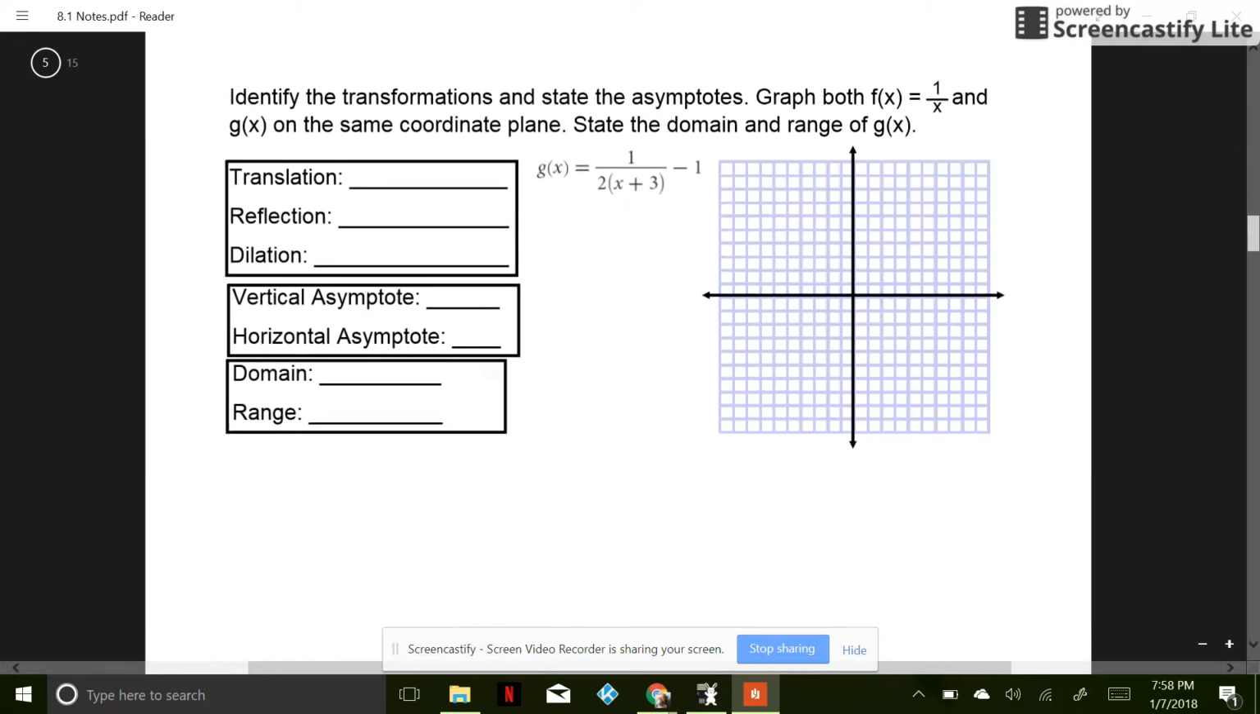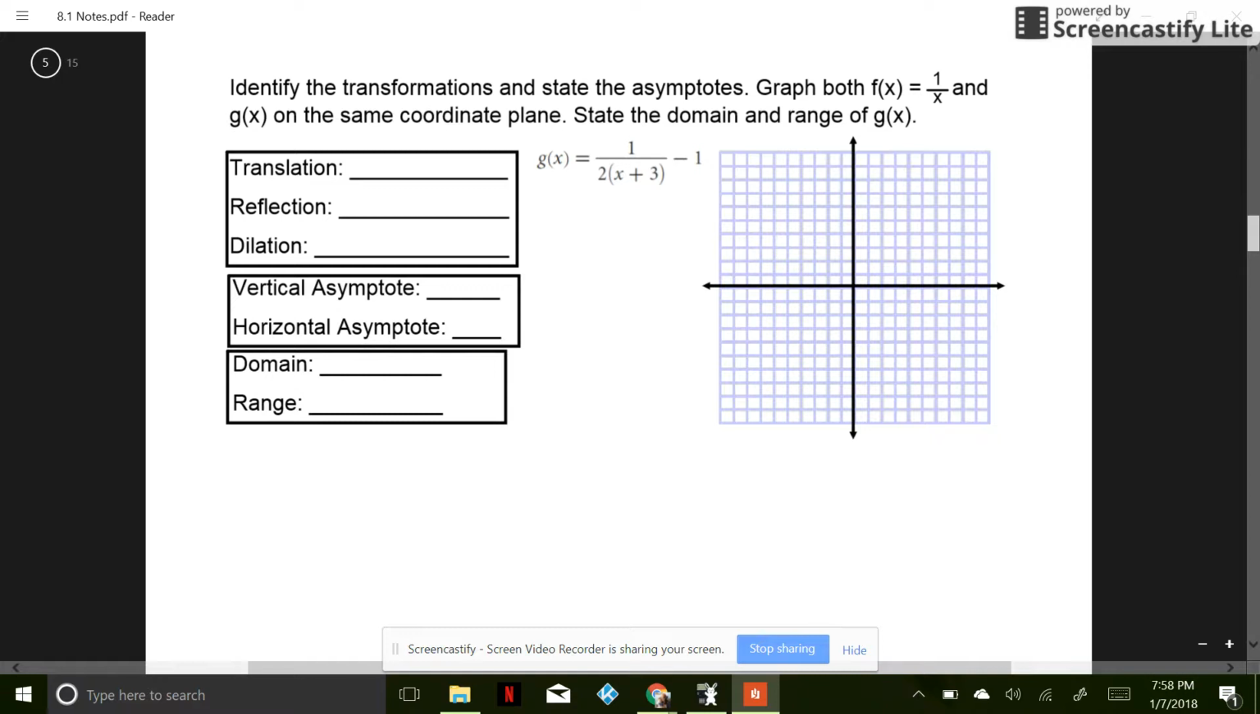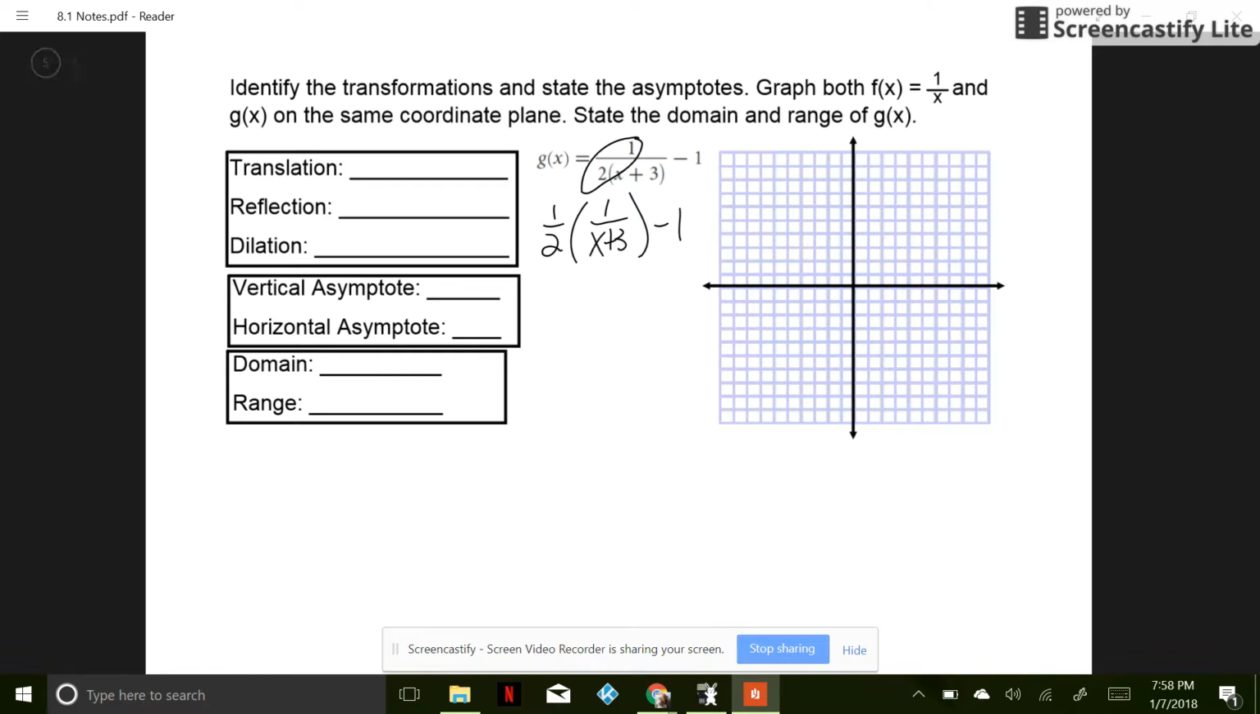Let's do another one. So we want to identify the transformations and state the asymptotes. Before we start, I'm going to go ahead and pull out this as a fraction, just so it looks a little more familiar to how we've seen before. So now we can see what our transformations are. +3 in the denominator is telling us we're shifting left 3. -1 on the outside is telling us we're shifting down 1.